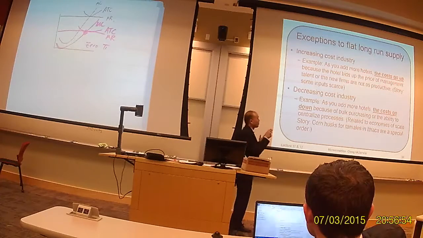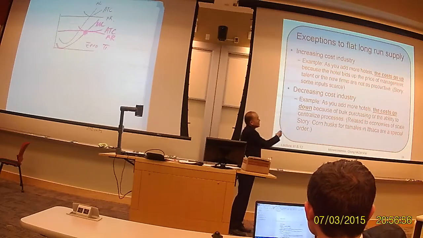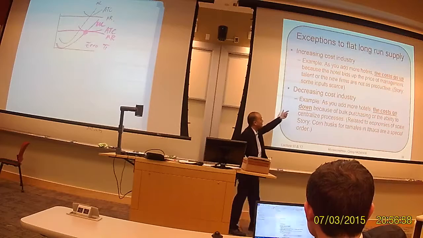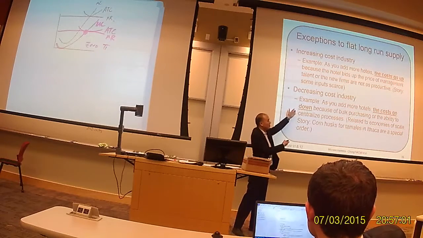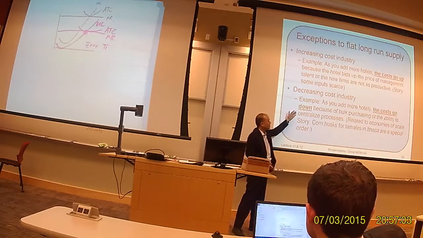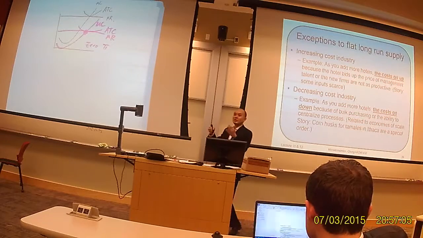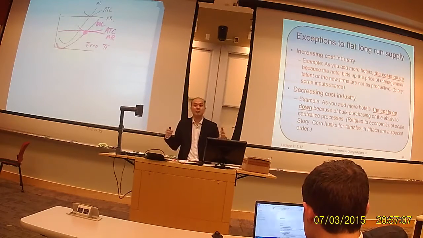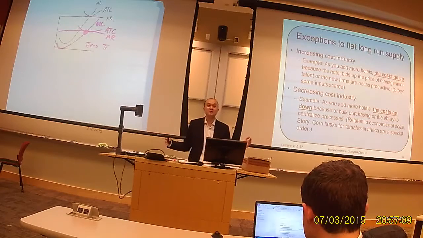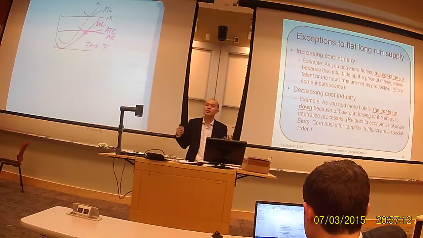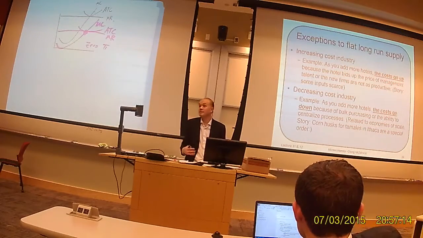In a decreasing cost industry, as you add more hotels, the cost goes down because one example could be bulk purchasing or the ability to centralize processing. Opening the first hotel in town is tough because you have to figure out all the local conditions, but the second, third, fourth hotel, you can use bulk buying and get your costs down.